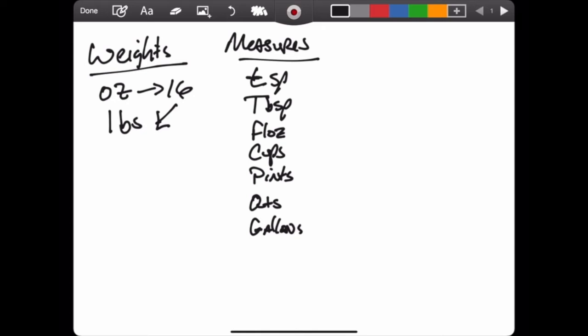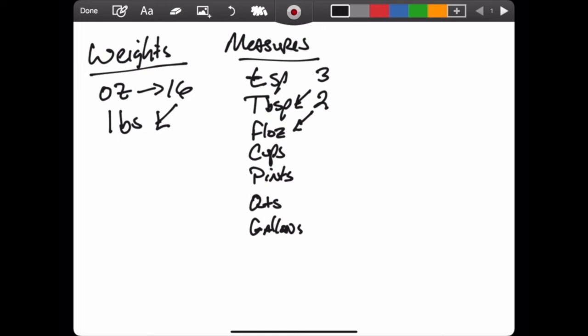Okay, so let's start off easy. How many teaspoons are in a tablespoon? There are 3 teaspoons in every tablespoon. How many tablespoons are in a fluid ounce? There are 2 tablespoons in every fluid ounce.